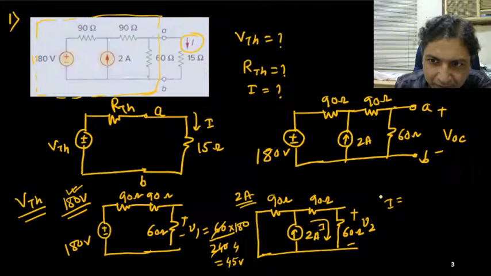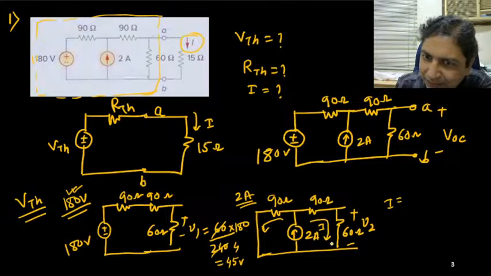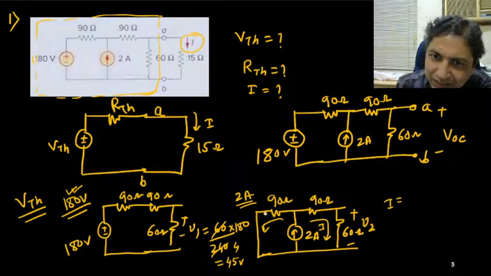So I is 0.75. Is so. So how will calculate? So this is a current divider, you can use it. So this is one branch, this is another branch. So total current is 2 ampere. That is divided by these two branches. This branch is 90 ohm resistance, and this branch is having 90 plus 60, 150.